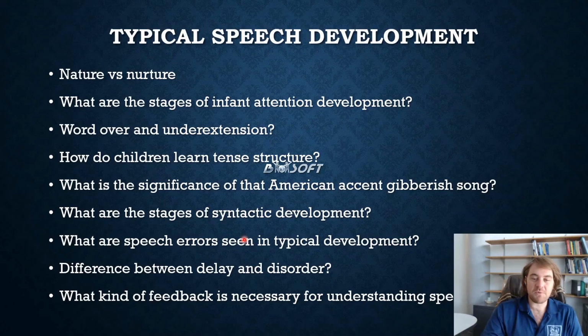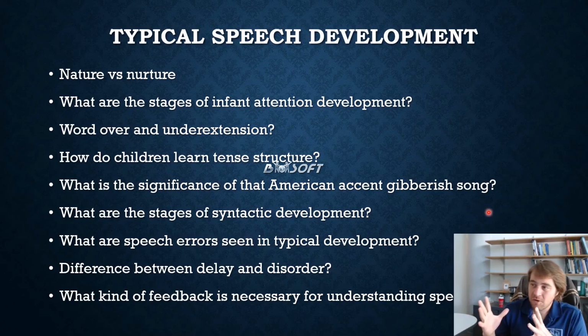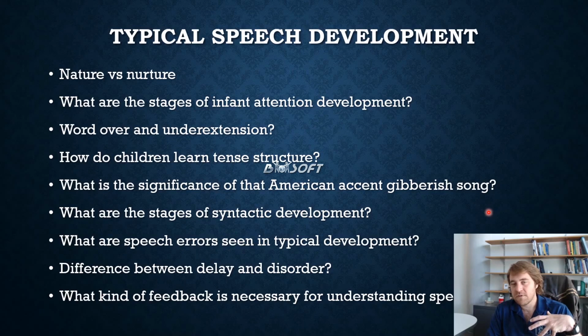So speech errors that we typically see are fronting. So consonants that are produced more in the front are used instead of consonants that are produced further back. That's a very typical speech error that we might see. Some of these other ones are deletions. You can think of soda, which is going to come up in another slide, but those are very typical errors in development, right?